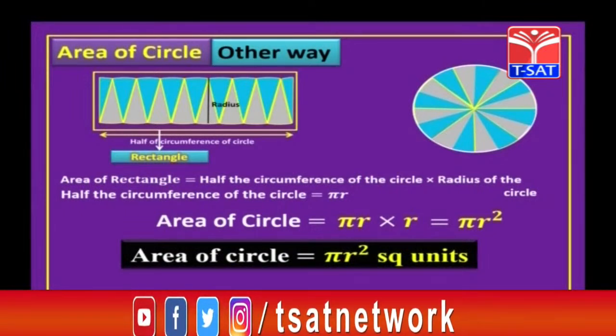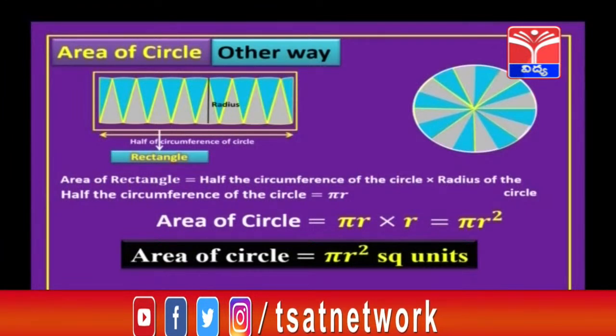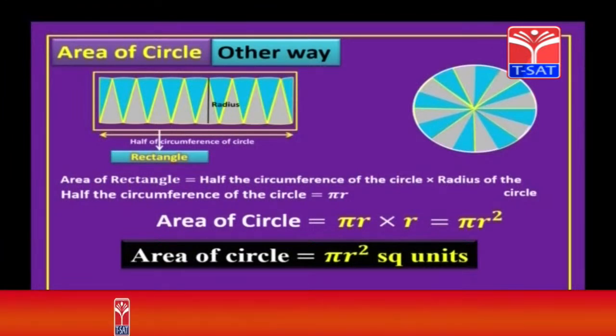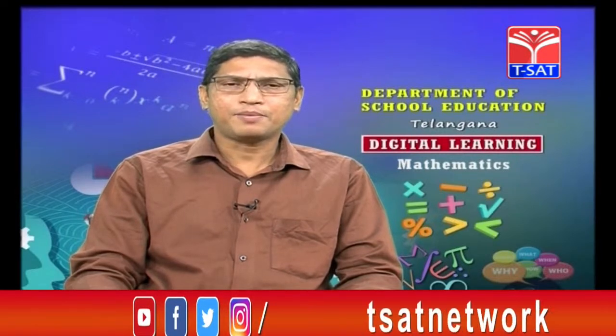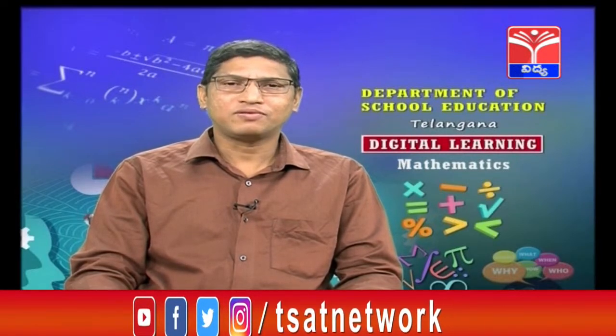of the circle and pi is a constant and its value is 22 by 7, or we can take it as 3.14 approximately also, children. Children, I think you understood the derivation of the area of the circle. Okay, children. Now let us apply this concept in solving a problem.